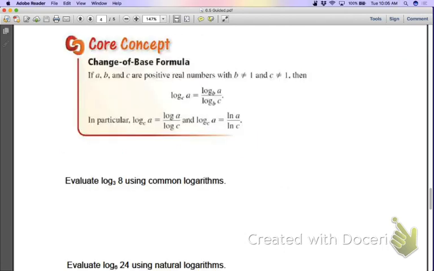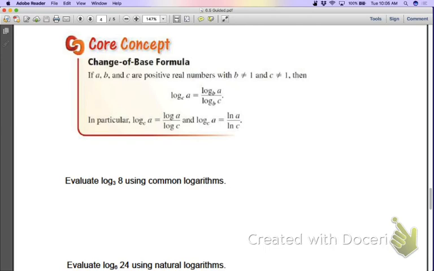Now, the last thing before we get into the modeling and the word problems and stuff like that, the last main part that you're going to deal with is what's called change of base formula. Okay? Change of base is basically a way for you to evaluate or to get any numerical value of any sort of log.